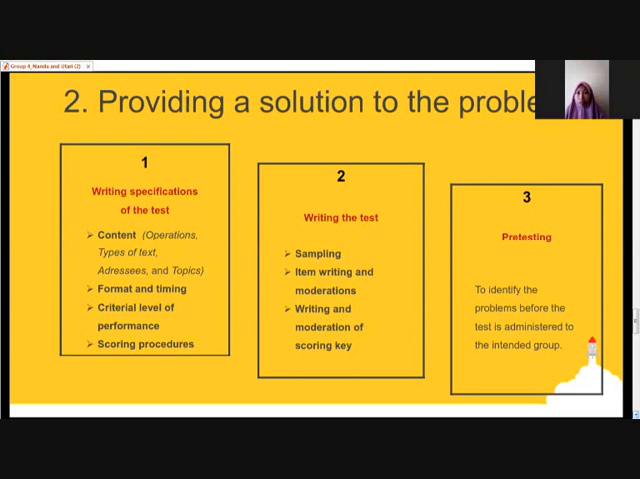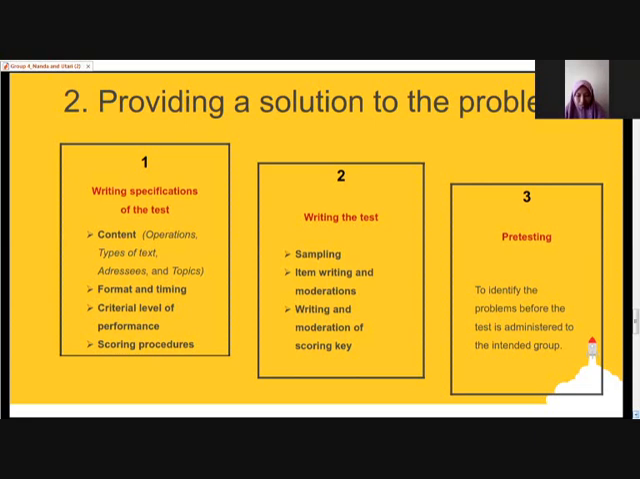We already know about rubric, right? Okay, this is like the rubric that helps us to judge whether the test takers pass or fail. What criteria should be fulfilled by the test takers to pass the test. That's the criteria level of performance. Next, the scoring procedure. The scoring procedure should be clear as to how they will achieve a high score of reliability.